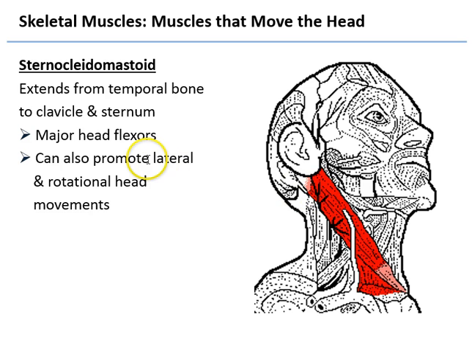This muscle will initiate movements such as flexion of the head if both are contracting at the same time. It can also promote lateral and rotational movements of the head if just one of them contracts. In particular, if you contract here, it will turn the head towards the opposite side of the shoulder.